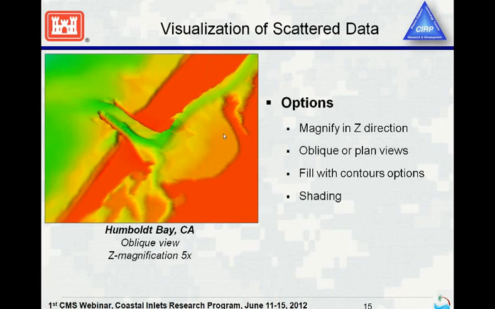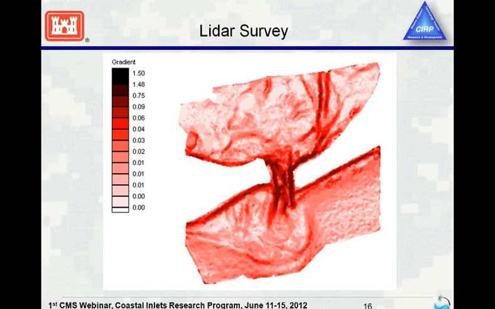You can visualize the data. You can look at it obliquely. You can add a shading to make it a little bit more evident what your area looks like. We'll be going over some of this. You can fill the contours. You can have linear contours if you want. It's very easy to do pretty much whatever visualization you might need within this interface.